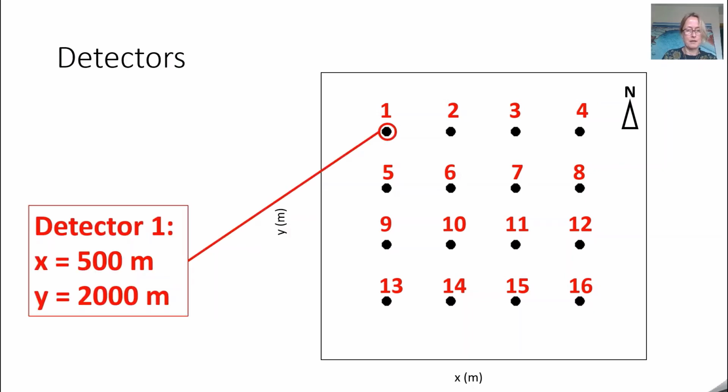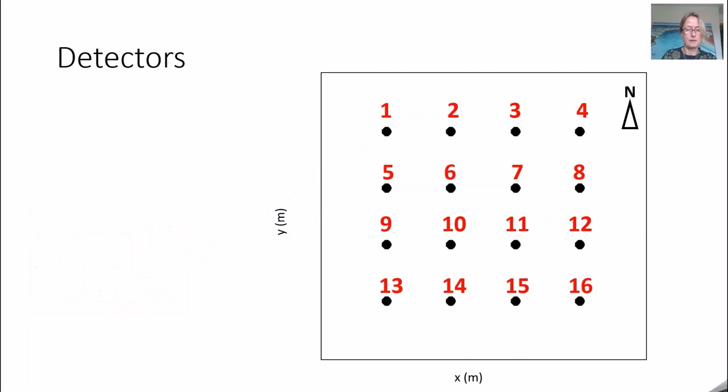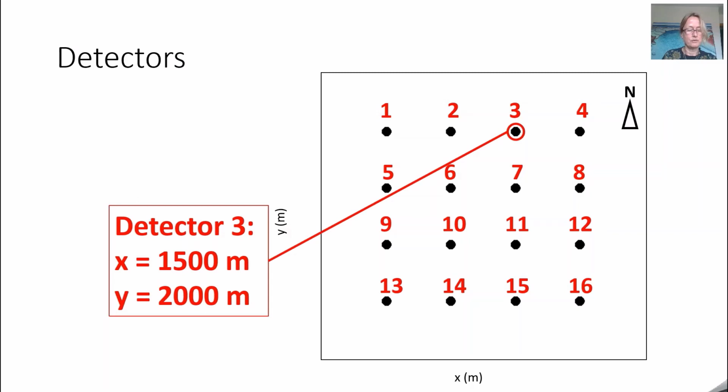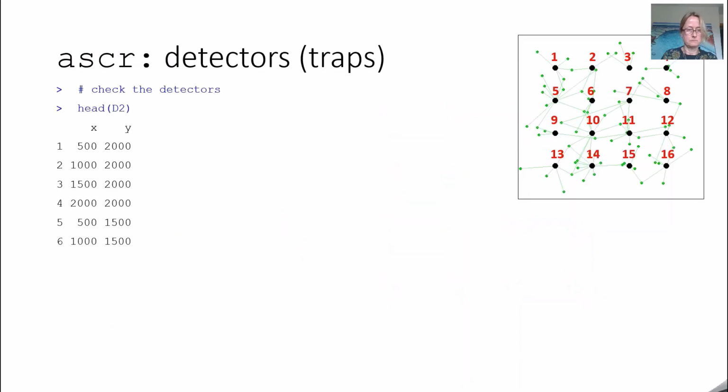So for example, we have the coordinates for detector 1 as these, for detector 2 as these, and for detector 3 as these, and so on. Notice that the units here are meters, and of course this is a theoretical example, but you could use, for example, the UTM coordinate system when you analyze your data. In the R package ASCR, the detectors are usually referred to as traps.